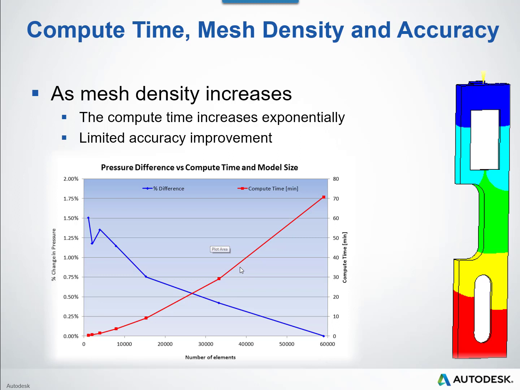Maybe one or two element changes or a global edge length change can help you reach the exact required mesh density. I hope this session was helpful for beginners and could be a refresher for experienced users, and try to implement it into your day-to-day simulations.